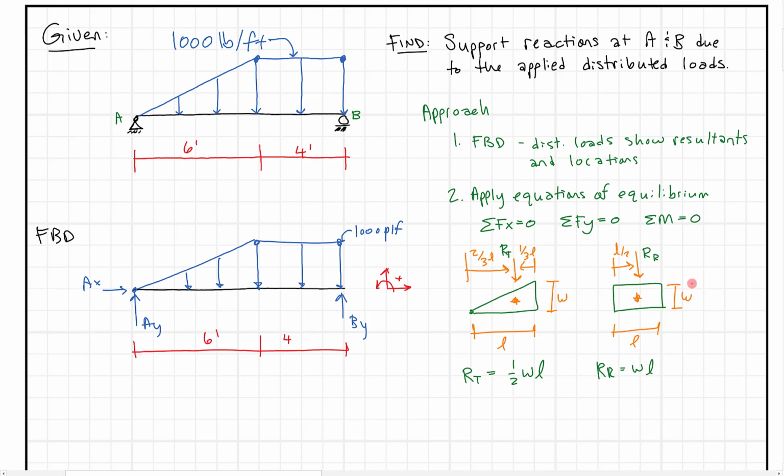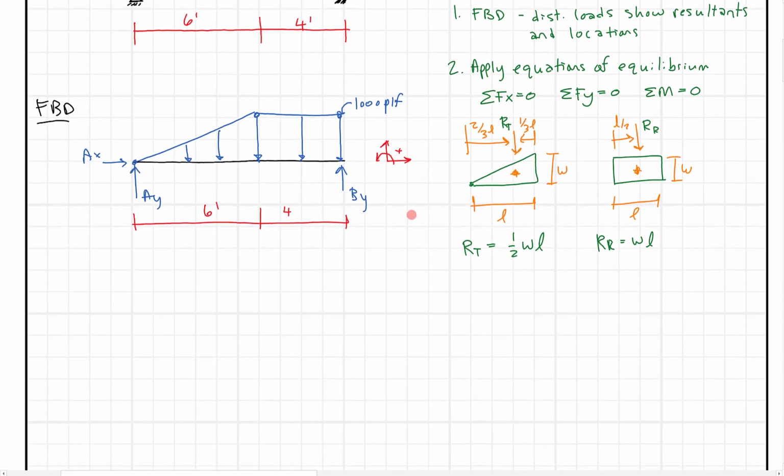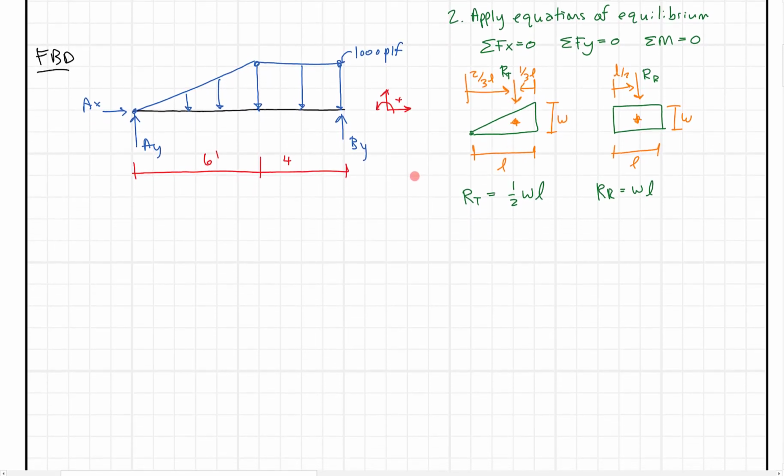And now what we need to do, after we have our free body diagram and our loads, is calculate those resultant forces, and I like to show them right on my free body diagram. So I'm going to take those resultant forces and throw them in on the free body diagram. So this is RT, and we also have RR. All right, and we also want to know where those act from point A.